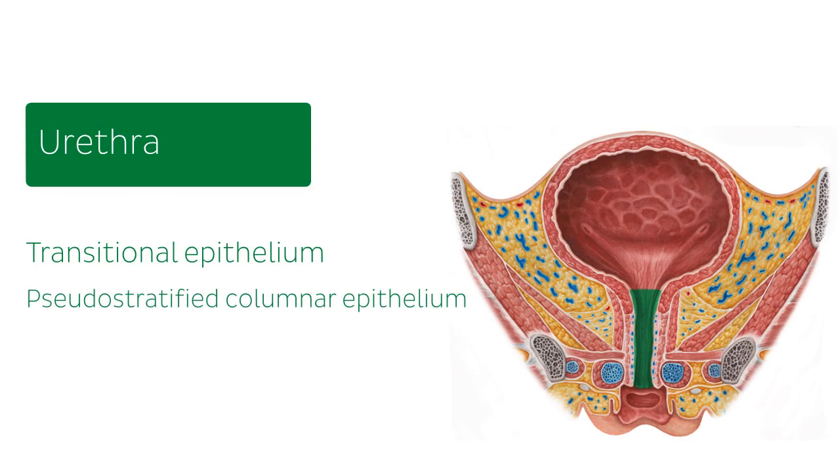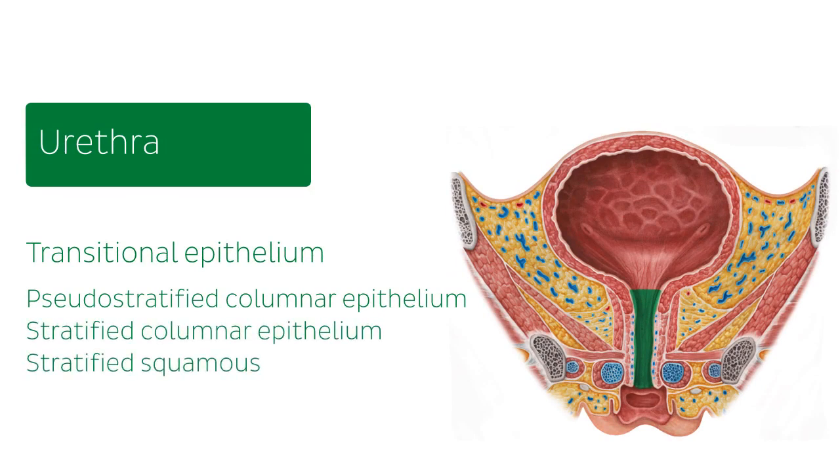This is definitely a tongue twister. And then stratified columnar epithelium, and then stratified squamous epithelium, closer to the external urethral orifice. In females, the urethra is 4.8 to 5 centimeters long, and its opening is located between the clitoris and the vagina. The epithelium of the lower end of the urethra contains urethral glands, which are mucus-secreting glands that protect the lining of the urethra from corrosive urine.